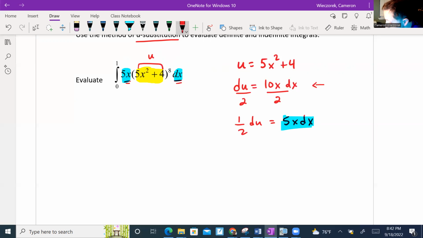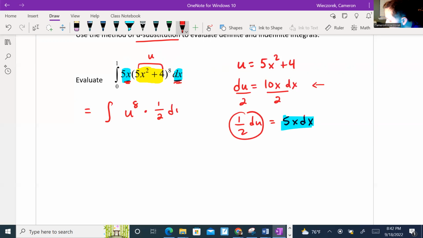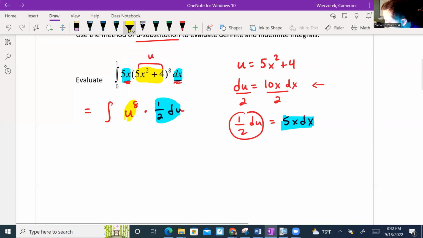So this turns into, and I'm going to deal with the bounds in a second. Let's leave the bounds. We'll talk about that in a minute. This is going to turn into u to the 8th times 5x dx, but we just said 5x dx is equal to 1/2 times du. So I'm going to highlight the pieces so you can see it. This is my blue piece. This is my yellow piece. And I can pull the 1/2 out front. It's a coefficient. So really, all I have is the integral of u to the 8th du.